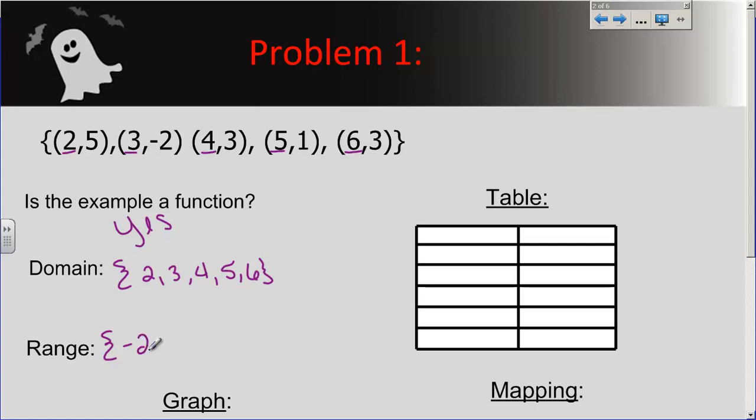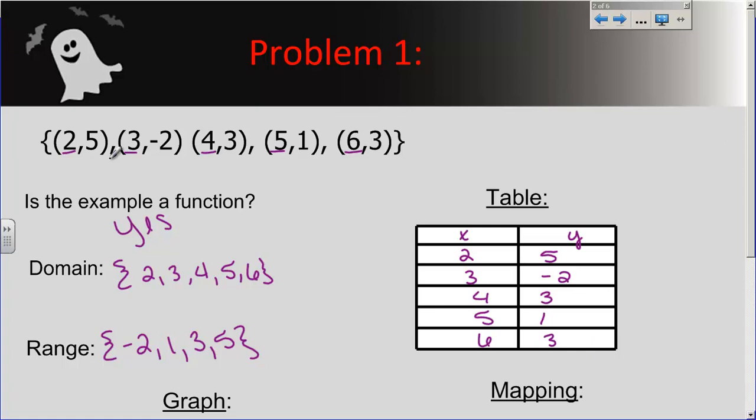-2 is the smallest. Then we have a 1. Then we have the 3's, but I'm only going to write it once because we don't write repeating values. And then you have a 5. So there's your domain and there is your range. Now if I'm going to put it in a table, I just list my ordered pairs in the table. I have 2, 5, 3, -2, 4, 3, 5, 1, and 6, 3.